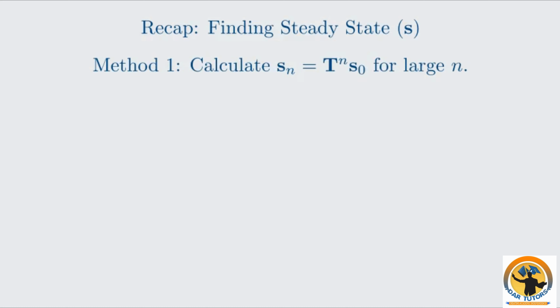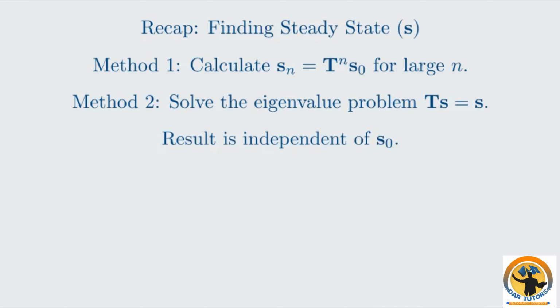In this scene, we've defined the steady state as a stable distribution, represented by an eigenvector with eigenvalue 1. We also saw that we can approximate this state by calculating T to the n times S sub 0 for a very large n. Both methods are valid and powerful.